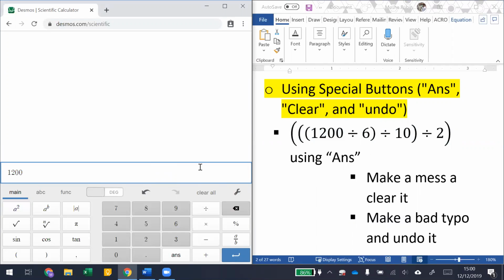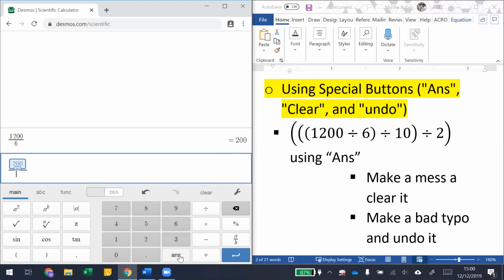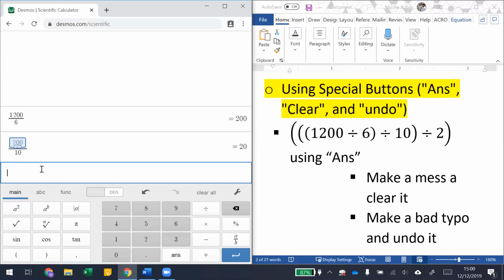So start with my first one, which is 1200 divided by 6, and I get 200. Now I need to take that and divide it by 10. So I'll say ANS divided by 10. And you can see that it shows the 200 in the ANS. Sometimes for a longer answer, it'll cut it off, but the ANS key just means my answer from up here. So I was able to take my last answer and divide it by 10.